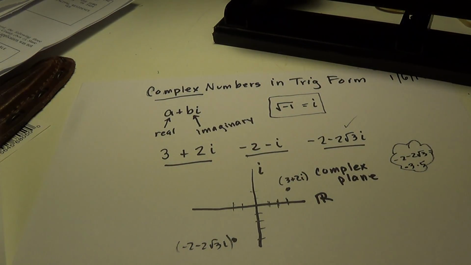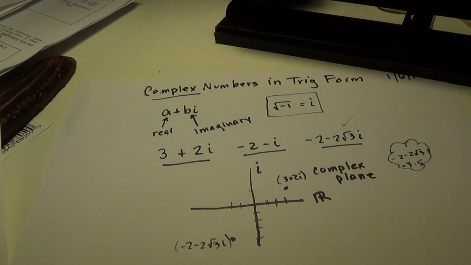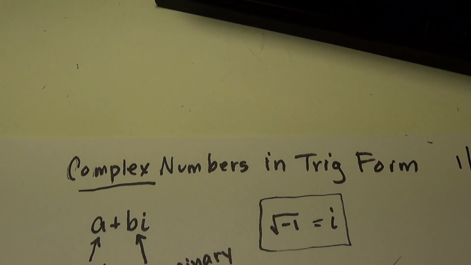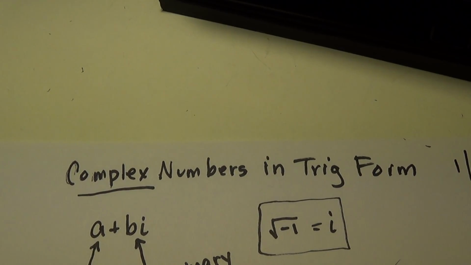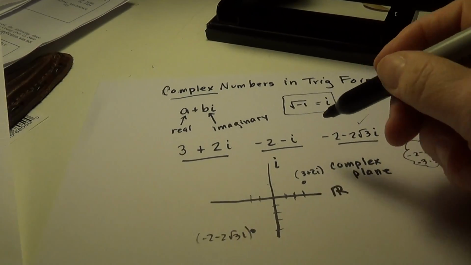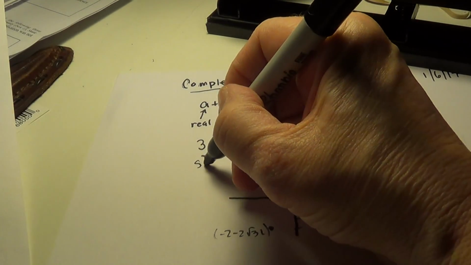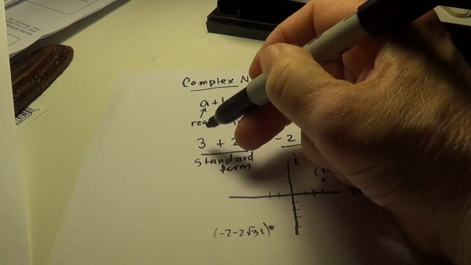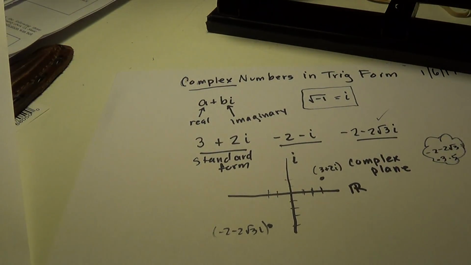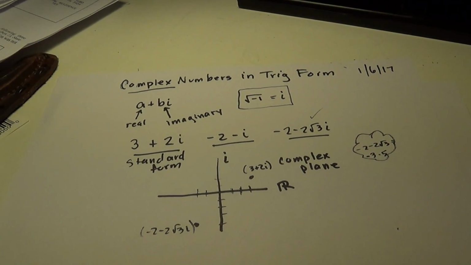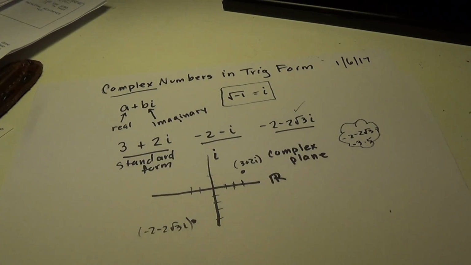Alright, now that you have that, I'm going to teach you how to take a complex number and write it in trig form. And I'll explain later why we are going to go through this whole rigmarole. So putting this in trig form. Right now, these are called standard form. That's when you have the a plus bi form. It's called standard form. So I'm going to teach you another way to write the same number, which will open up so many doors for you.